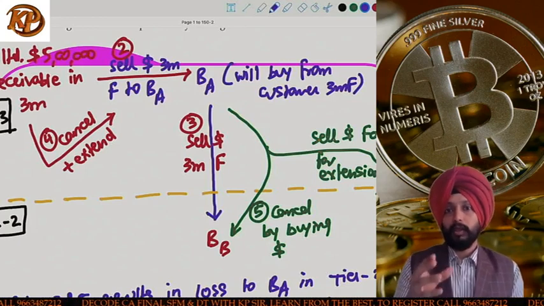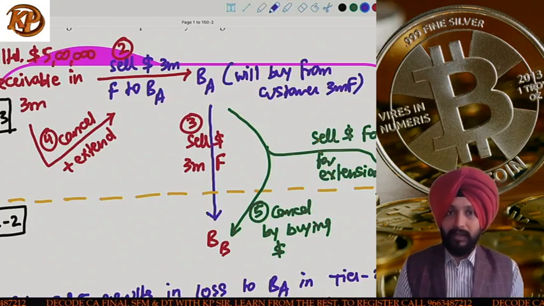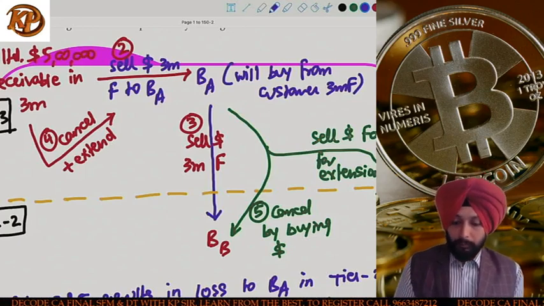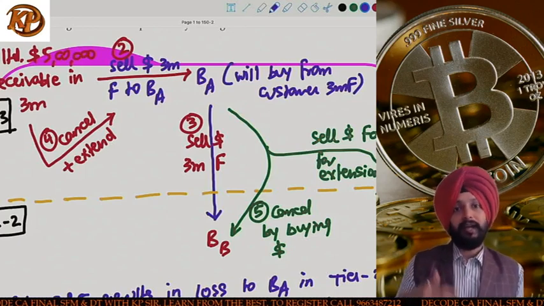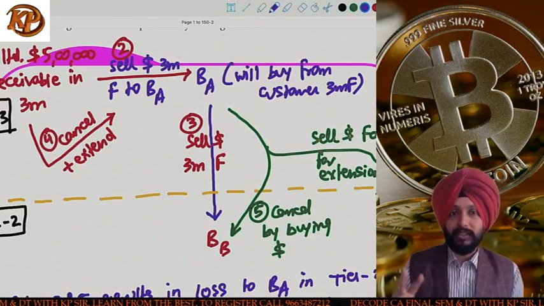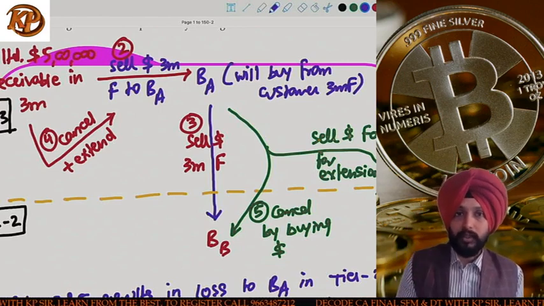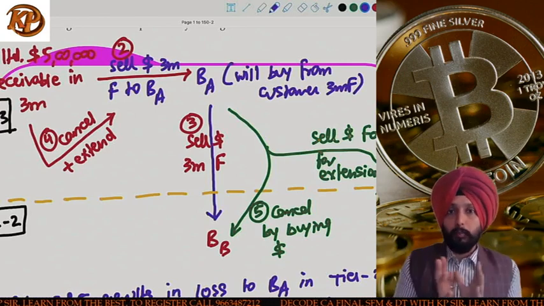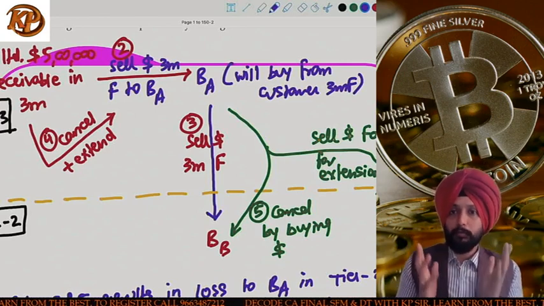If you remember, bank A will go to bank B and tell bank B that I will come and sell dollar 3 months forward to you. Do you remember this case of cancellation plus extension? I have told in class, very, very important case. So I'm just going to give you a broad picture about how to solve these sums. I hope this helps you.